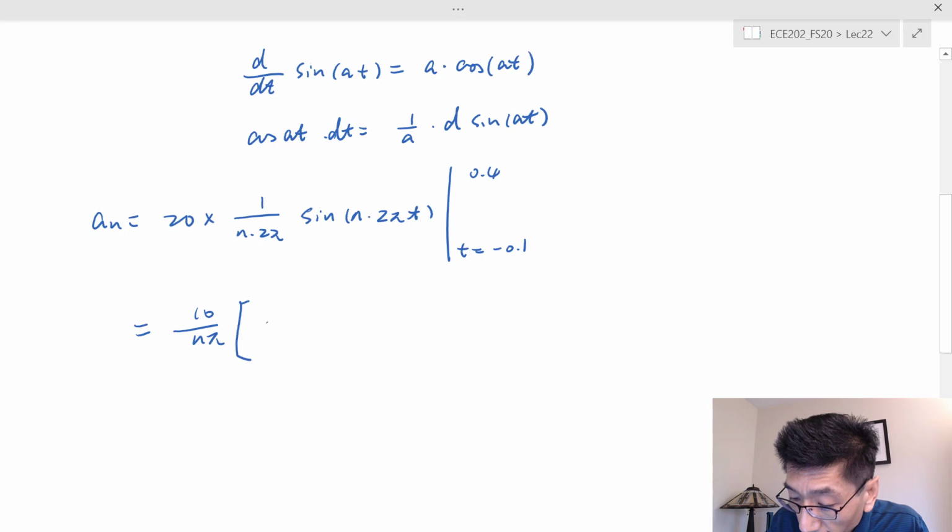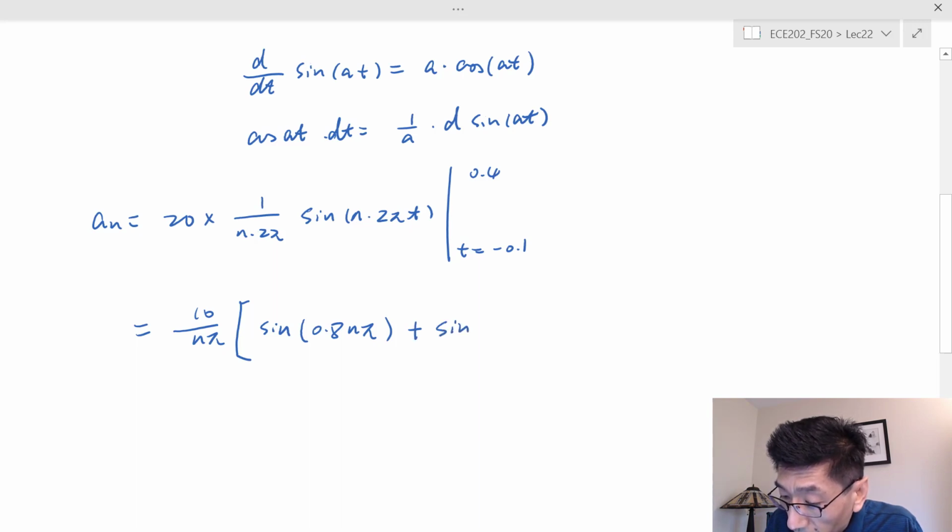So we have sine, if we replace t by 0.4, that's 0.8 n pi, and minus negative, so a minus and a minus make a plus, we have plus sine 0.2 n pi.